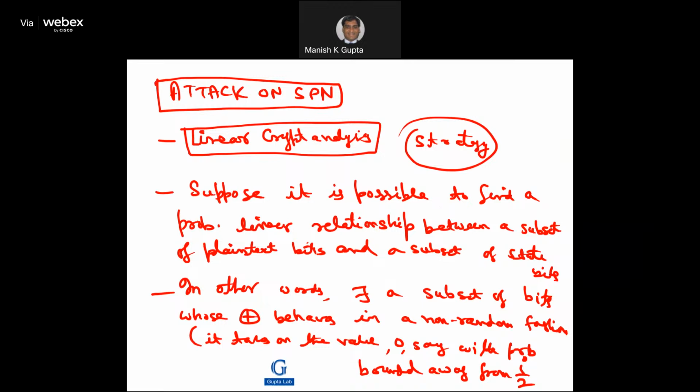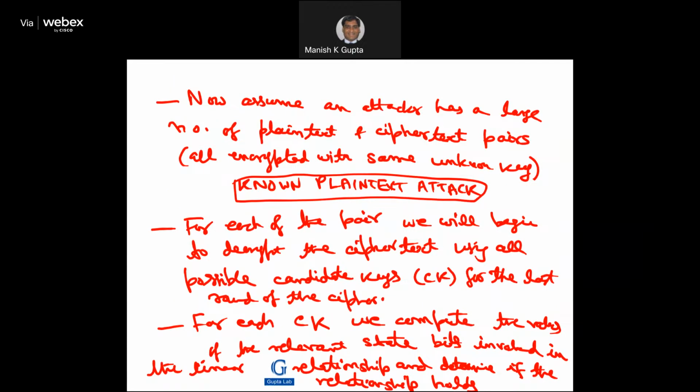Now assume that an attacker has a large number of plain text and ciphertext pairs. So it's a plain text attack. Normally, when I show you how to break this system, we assume that there are about 800 such pairs of plain text and ciphertext available to us, all encrypted with the same unknown key. Somehow you are able to do this. This is known as a known plain text attack.